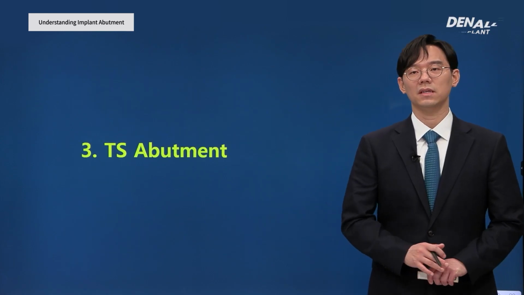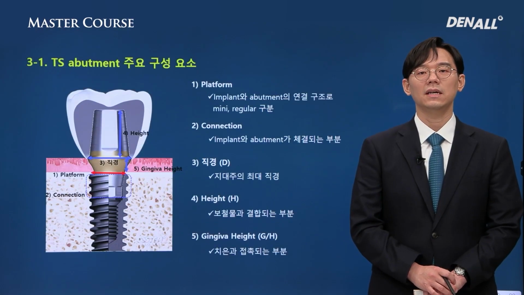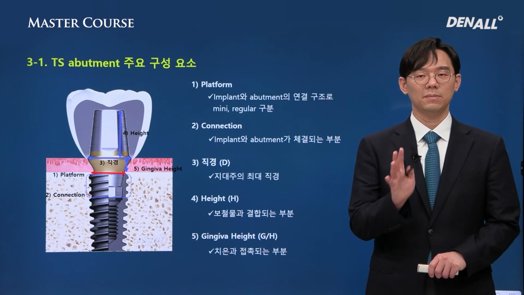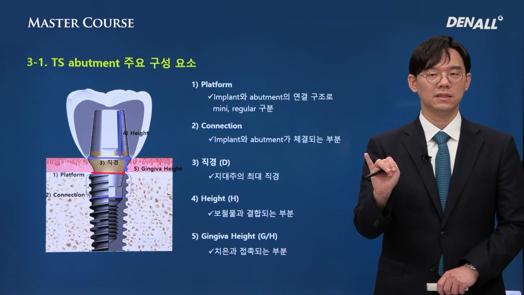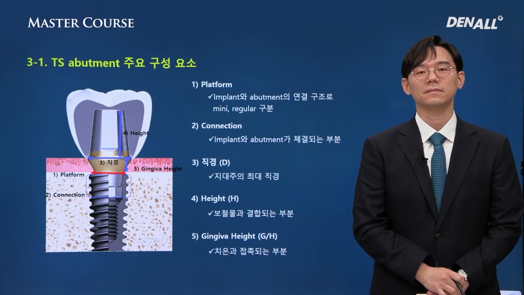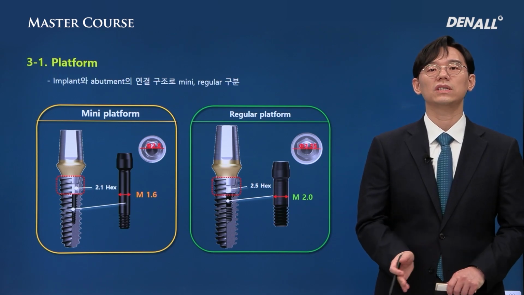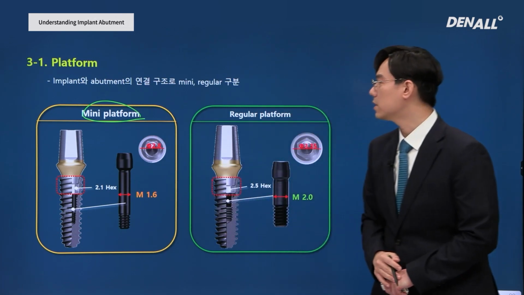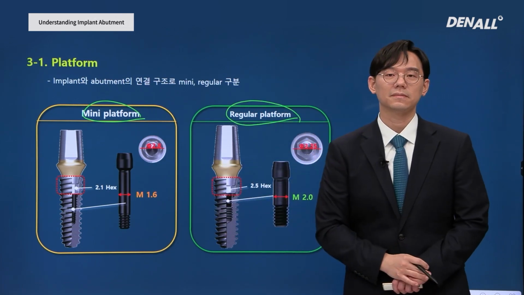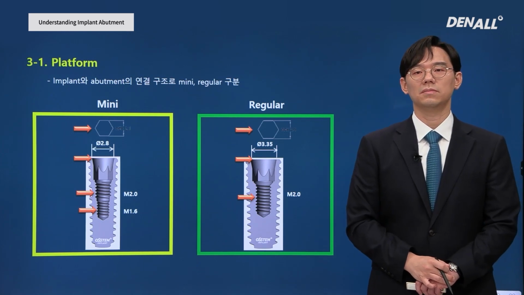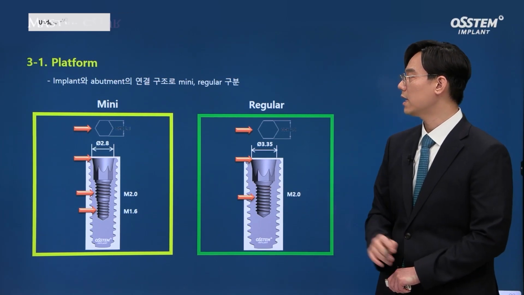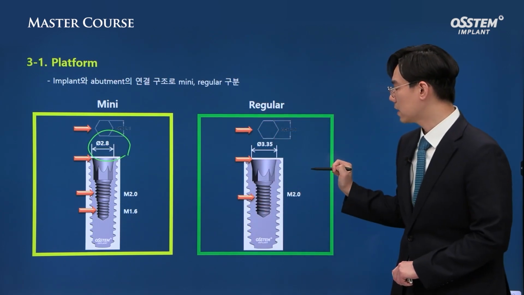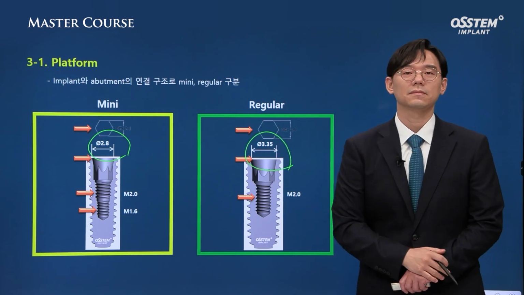I'm going to talk about specifications of TS abutment. There are different specifications to consider for TS abutment: platform connection diameter, height, gingival height. Platform can be divided into two. In TS, under 3.5 is considered mini platform and over 4.0 is regular platform. If you look at the cross section, the platform size differ, so you can see that the abutments are not interchangeable. Mini platform is 2.8 mm and regular platform is 3.35.